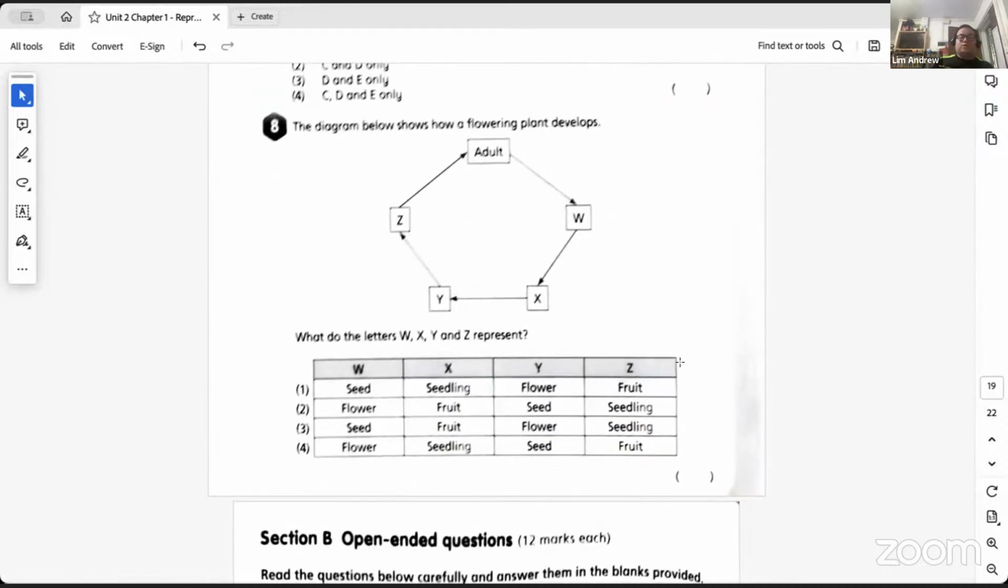The diagram below shows how a flowering plant develops. All right, we have adult with W, X, Y, and Z. So what do the letters W, X, Y, and Z represent? Can I have a volunteer tell me what they represent?